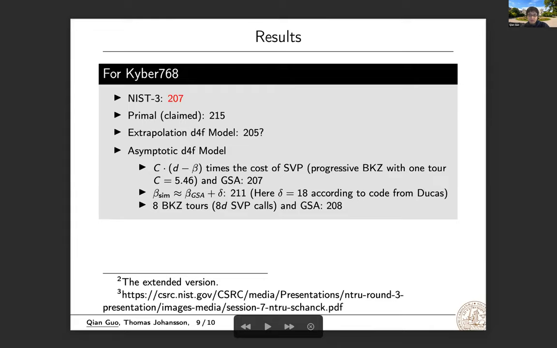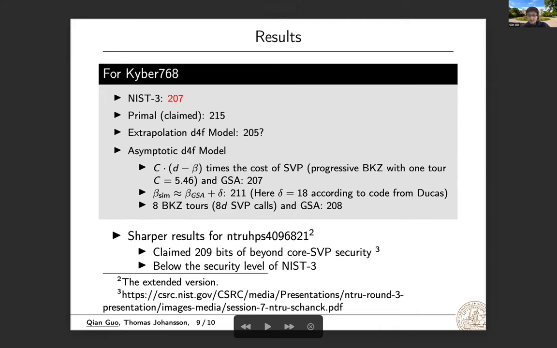Ducas also said that this GSA model could be too optimistic. And actually, according to a simulator he sent us, we need a larger beta to achieve this quality. So the complexity is 2^112. We are still testing this simulator, so this number is just for your information. We also use a folklore model, where we use 8 BKZ tours, so we need 8D SVP calls to achieve this GSA quality, and the complexity is 2^108. So this is for Kyber.